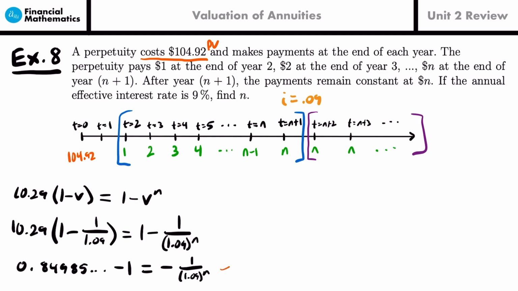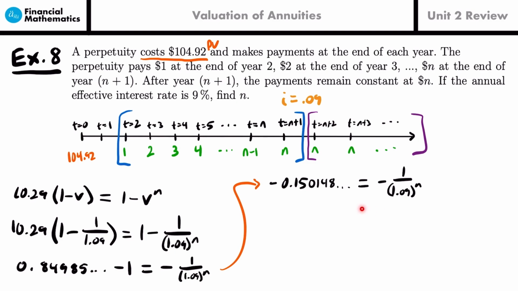Now continuing up here, this decimal minus 1 will give you negative 0.150148 and some more decimals. And that's equal to the negative present value factor to the power of n. But now both sides are negative, so we can cancel out those negative signs. And what I'm also going to do in order to be able to solve for n is take the reciprocal of both sides of the equation.